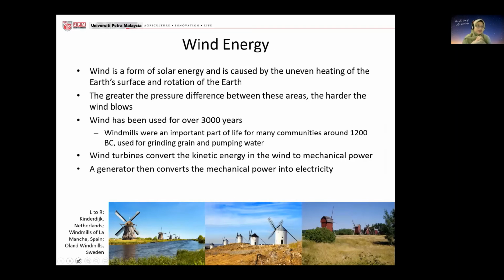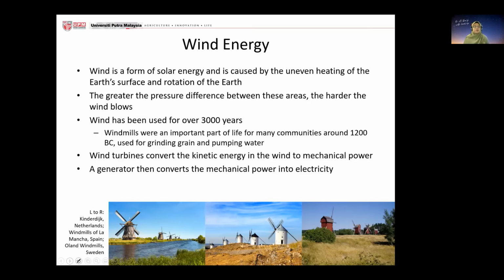So that's it for water. So we move on to the third type of energy, which is the wind energy. Wind is actually a form of solar energy and is caused by the uneven heating of the Earth's surface and the rotation of the Earth, right? So the greater the pressure difference between these areas, the harder the wind blows.